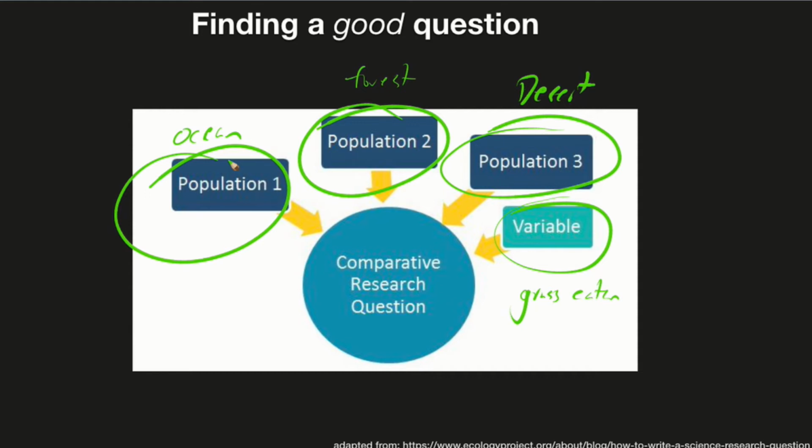Examples of this could also be, is there a difference in body length between male and female tortoises? You could think of tortoise sex as being a group or population. Is there a difference in the diversity of fungi that live in a forest compared to non-forest areas?